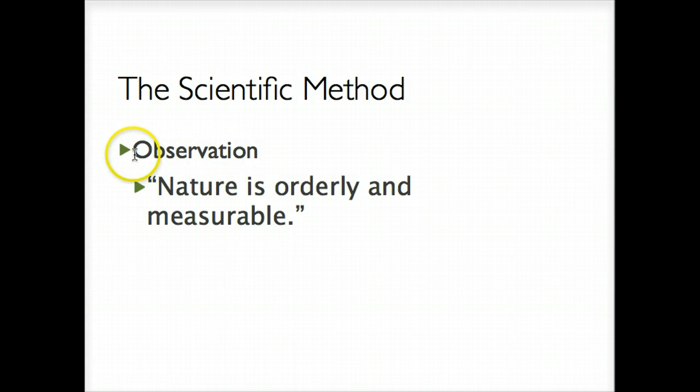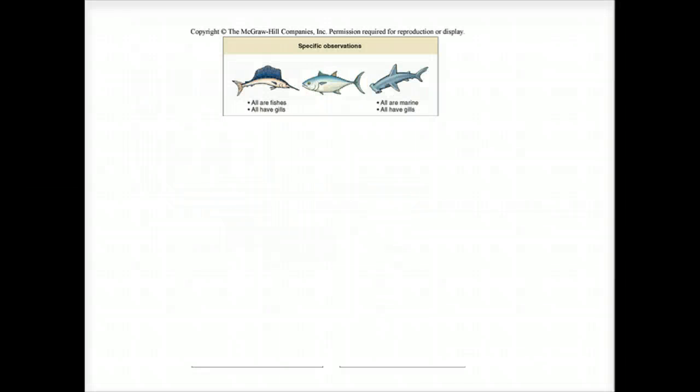The first step in the scientific method is to make an observation. We know that nature is decently orderly and measurable. We can then use that knowledge as well as our 5 senses and instrumentation that we may have in our laboratories to make an observation. So if we're out in the ocean and we see a number of fish, we can look at these animals here and make some observations about them. They're all in the ocean, so they're all marine. Maybe they're all fish. Maybe they all have gills. Let's see if we can test those hypotheses.